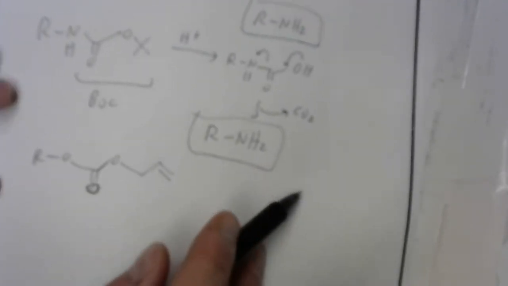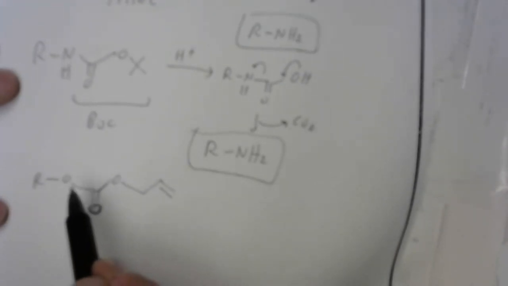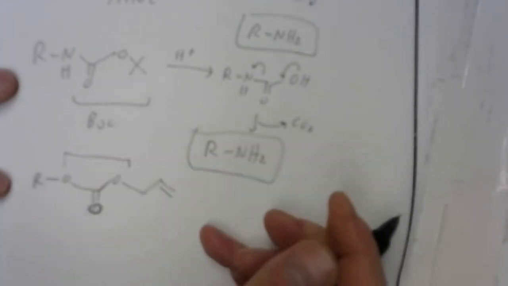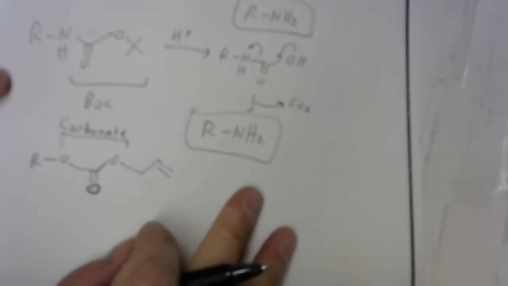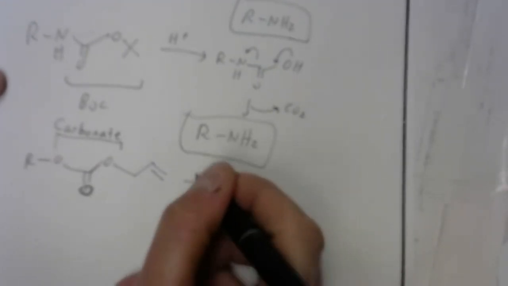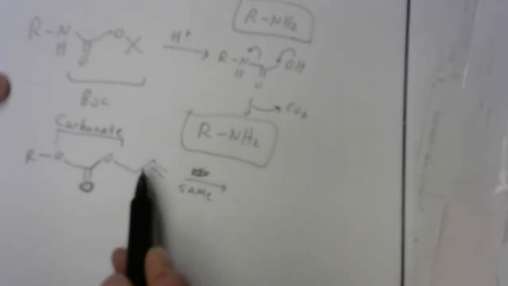And it looks like a carbamate, right? Oxygen, acetyl, oxygen, right? But this is not a carbamate, the way this is a carbamate. Anybody know what this is called? This is another functional group. This is called a carbonate. And it can do the same exact thing. I just want to, and then we'll be done with this. So you can do the same thing with the allyl group, and it gets deprotected.